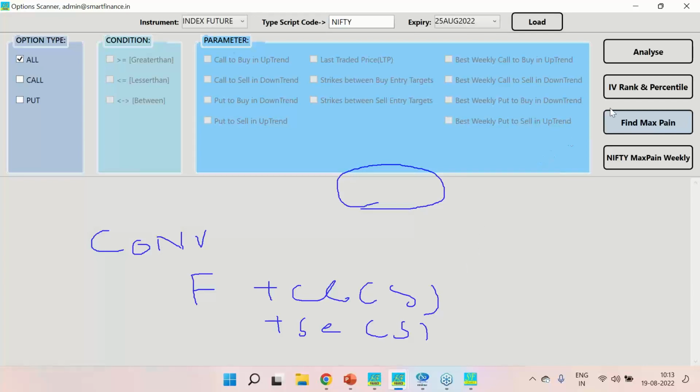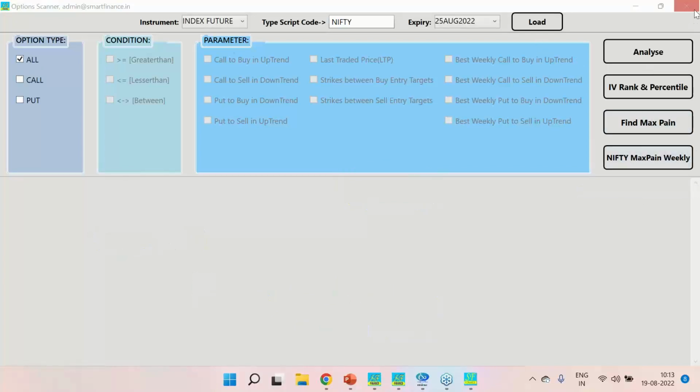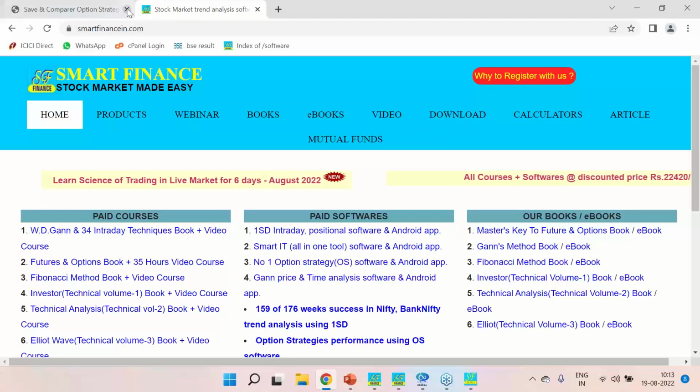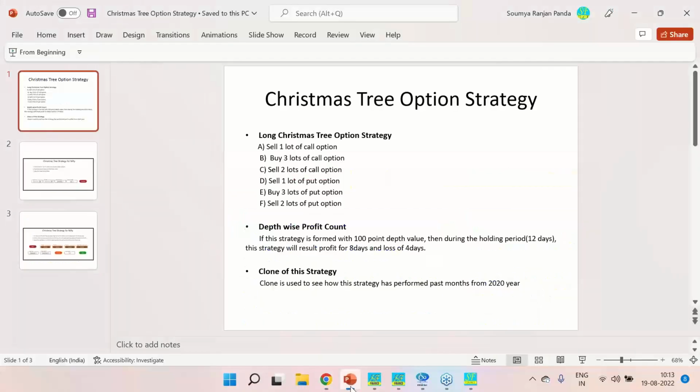So you have understood these two things. Now Srikant will explain to you a famous and very important strategy, the Christmas tree option strategy. So Srikant is going to explain that. So this is the strategy. So now over to Srikant. Hello traders. So this is a Christmas tree option strategy.